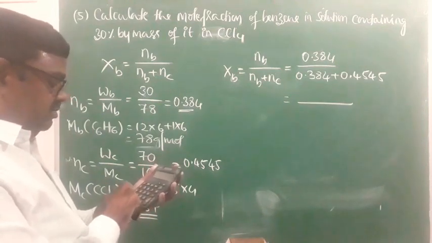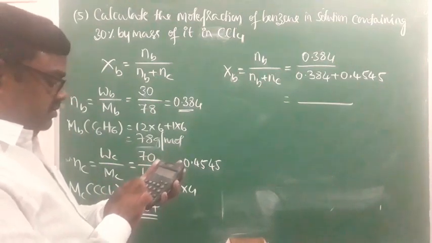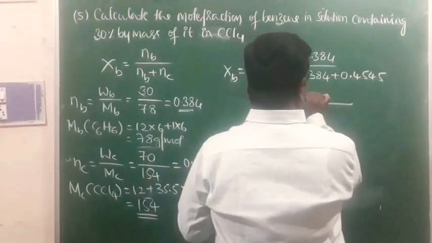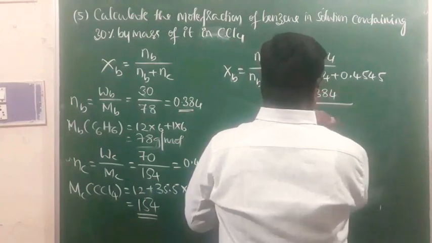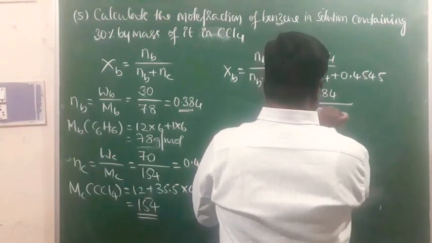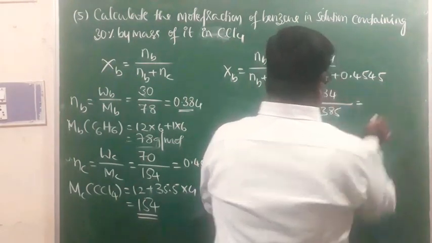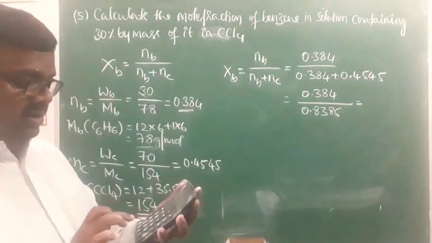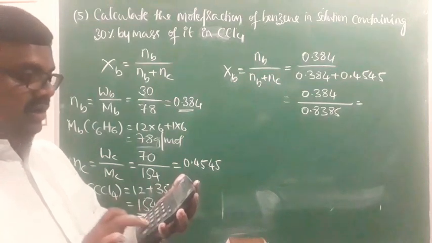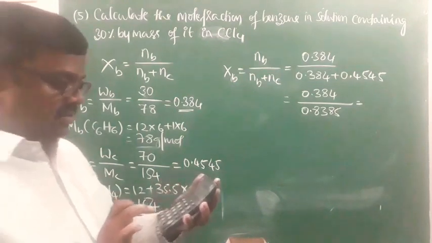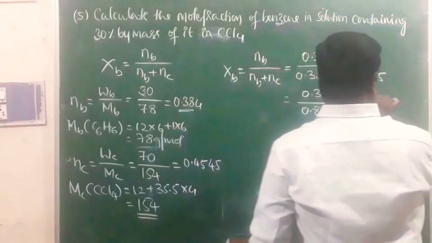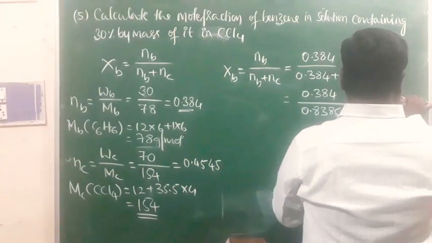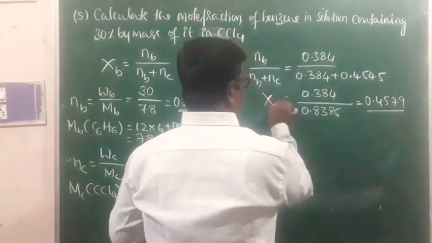0.384 plus 0.4545, that becomes 0.8385. That is 0.384 divided by 0.8385, and then it comes out to be 0.384 divided by 0.8385, which is 0.4579. This is what we call the mole fraction of benzene.